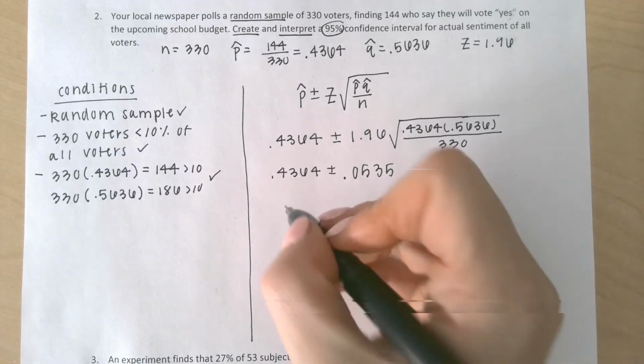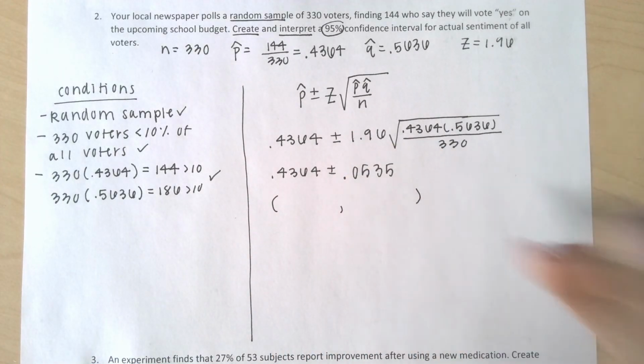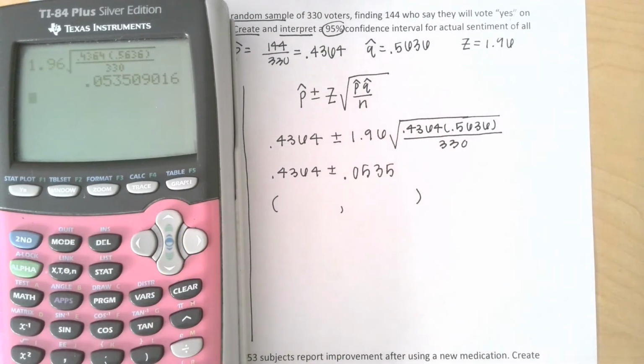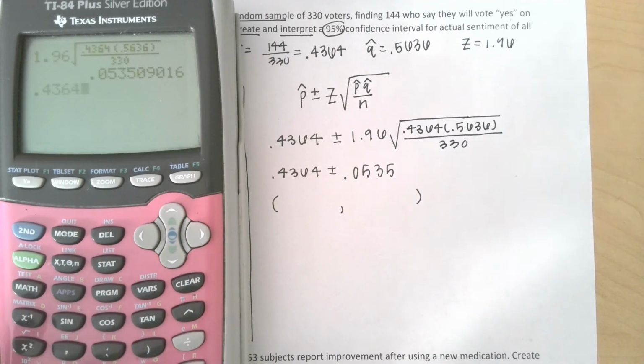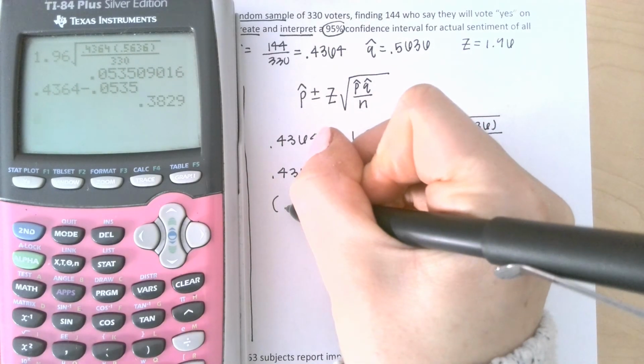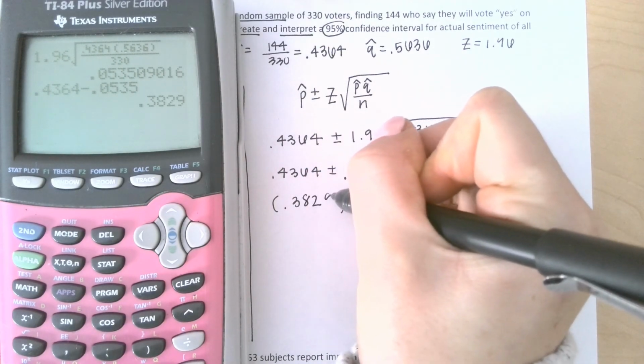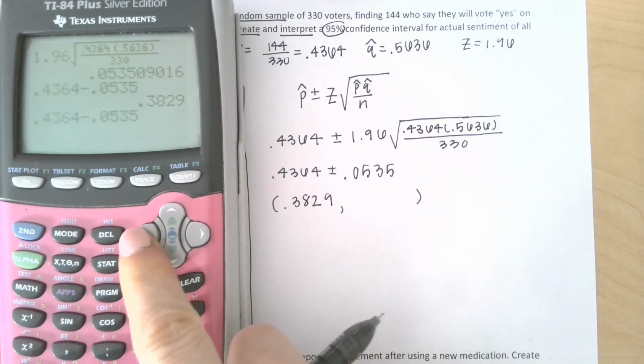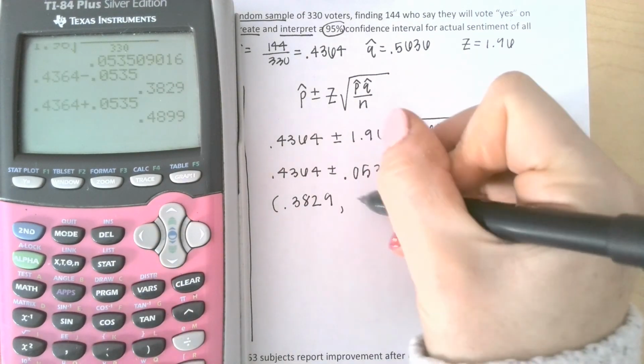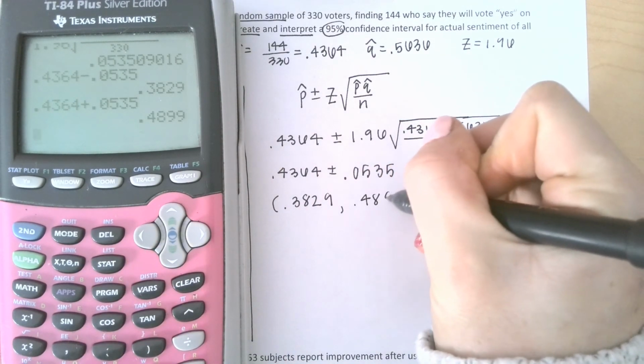Okay, we'll go ahead and add and subtract on both sides there to actually get my interval. So I'm going to do my 0.4364. I'm going to do the lower bound first. 0.3829. Upper bound. 0.4899.